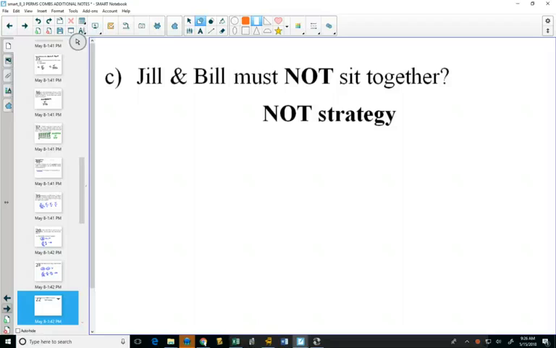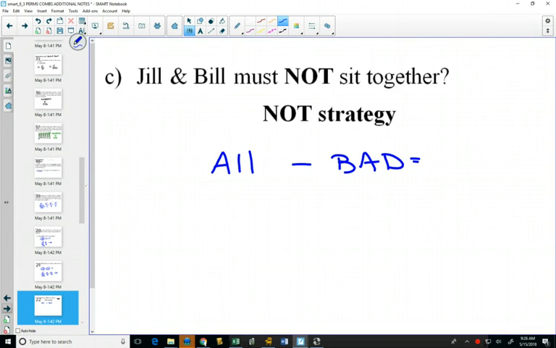And you did one similar to this. I think it was Amanda and Edna, right? And some of you figured out a whole bunch of different cases. If Amanda sat here, then Edna couldn't sit there. But this is a great example of where the not strategy works. Now, the not strategy says count all of them and subtract the bad ones, and you'll be left with the ones you wanted.